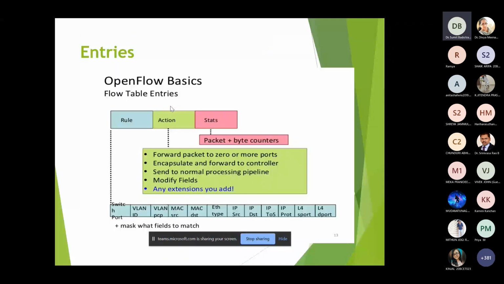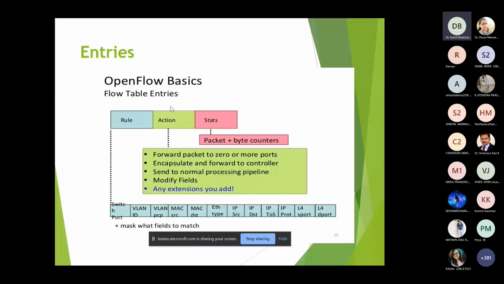So these are the OpenFlow basic entries. It has got 3 different entities. Very first one is rule, second one is action, third one is statistics. So rule: every OpenFlow table entry has some kinds of rules available, such as what is the IP source address, what is the destination address, is IP protocol available, IPv4 support, VLAN ID, VLAN priority ID, MAC source, MAC destination. Everything is available in this rule entity.